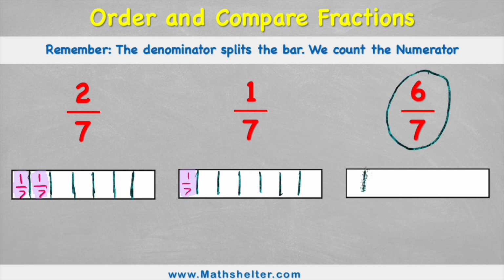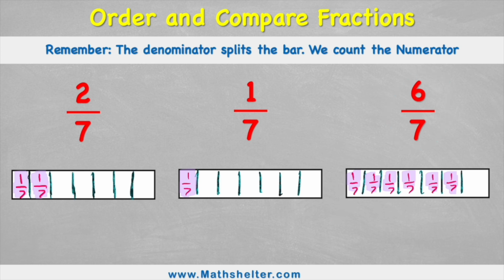6/7 still means that we're going to split it into 7. There we go. But this time, I have 1, 2, 3, 4, 5, and 6 of them, with each one being 1/7. So now when we're ordering them, we want to put them in order of size. And let's say we're going to go in ascending order, which means that we're going to go from smallest to largest. So we need to put these fractions from the smallest to the largest.